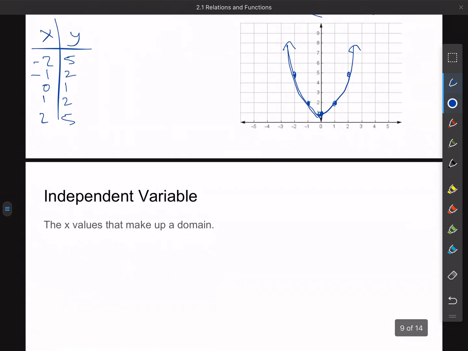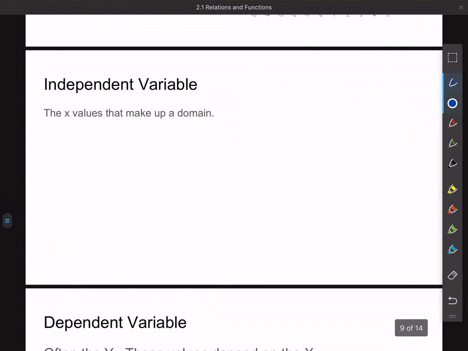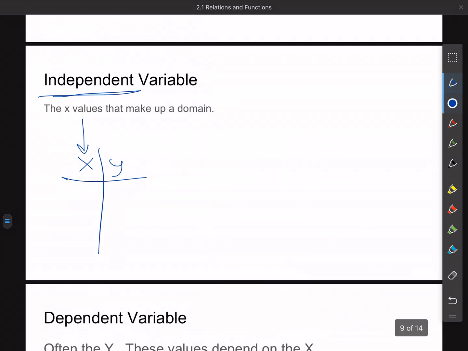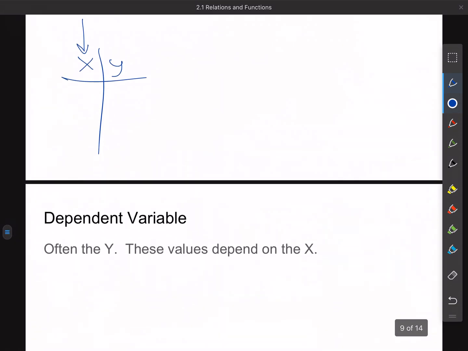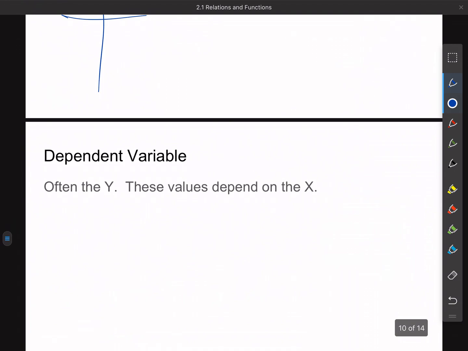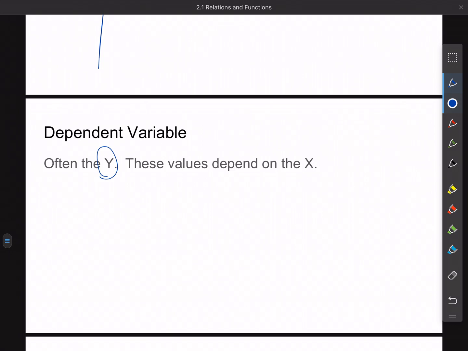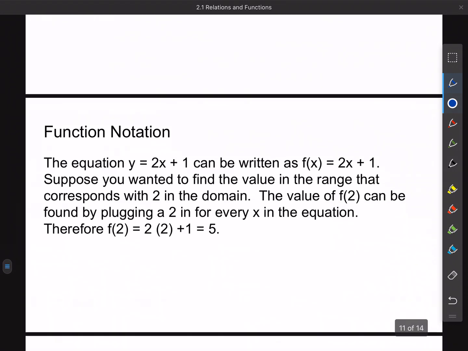Okay, moving on. Independent variable. It's the x value that makes up a domain. Remember that whenever we're making an xy table, we get to choose this x right here. That's the reason that we get to choose x: because x is independent. But the thing that is dependent on that is the y value, right? So y values depend on x. So another name for the dependent is the y values. Make sure you get that in your notes if you don't remember that.